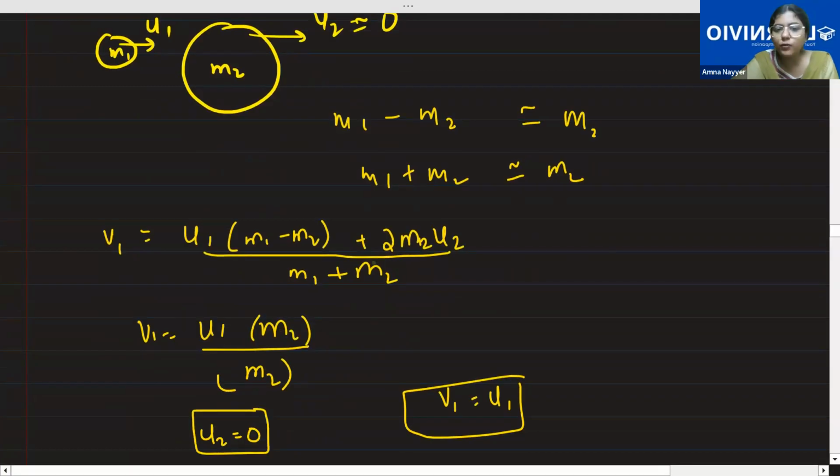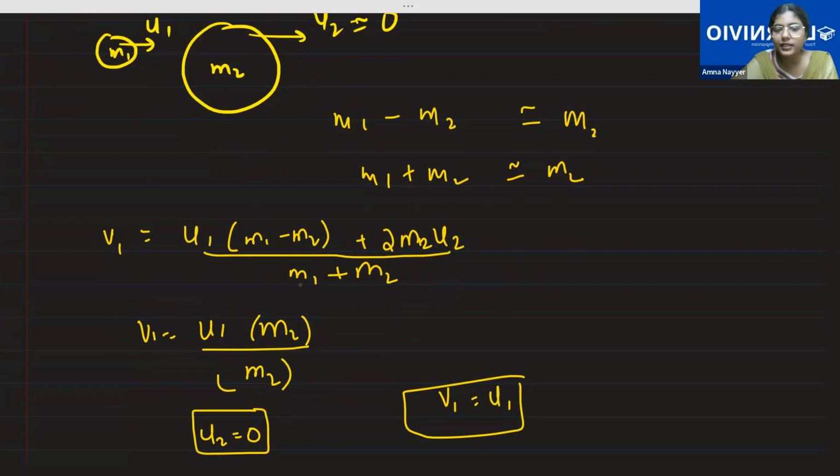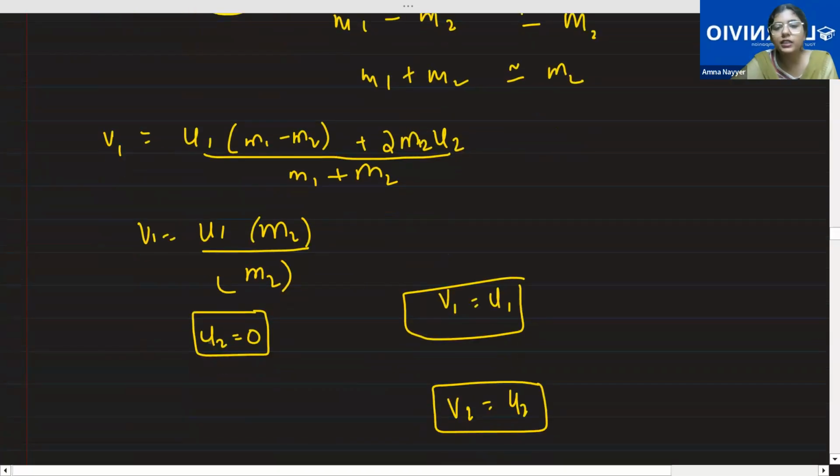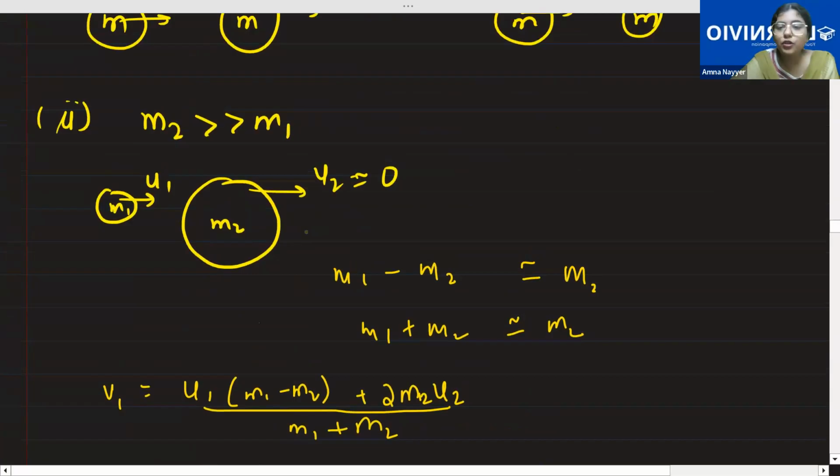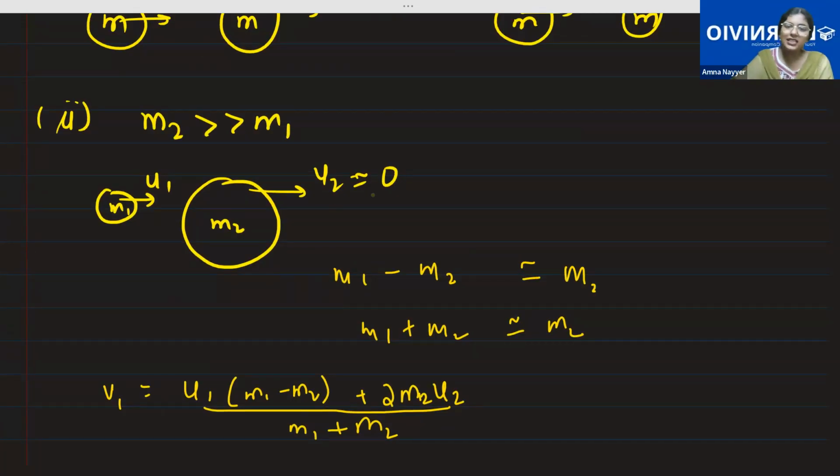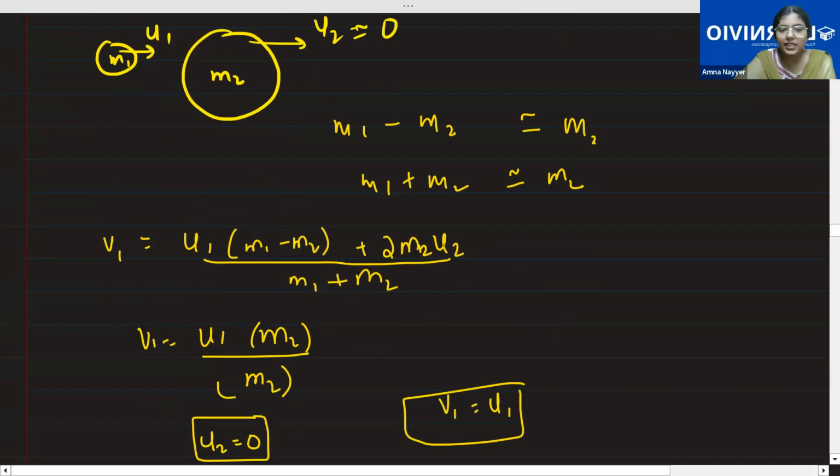So u1 m2 plus m2 u2 divided by 2m2. This m1 plus m2 is just m2. So here the initial velocity u2 will be 0. Why is u2 0? Because the m2 body is so huge, it is not moving with any velocity. Its initial velocity is almost 0. Just imagine one very small object and a very big, huge body. So u2 is 0, and that's why we get v1 is equal to u1.